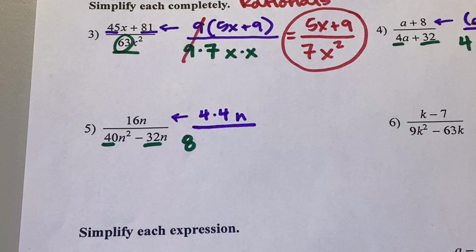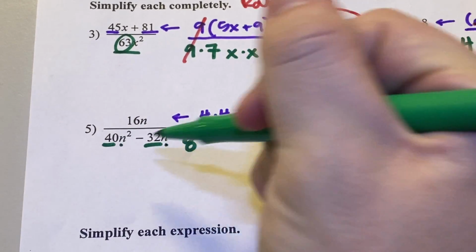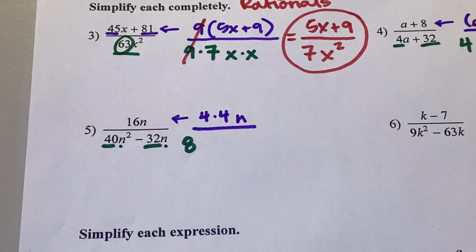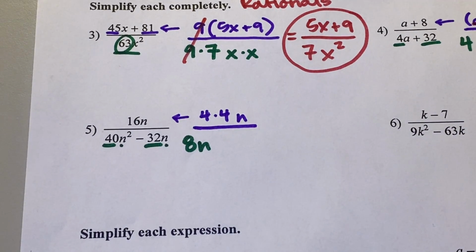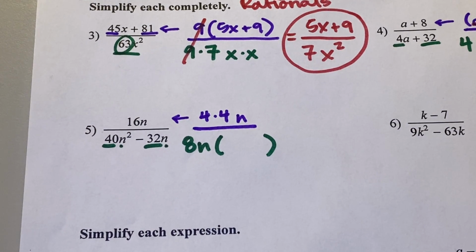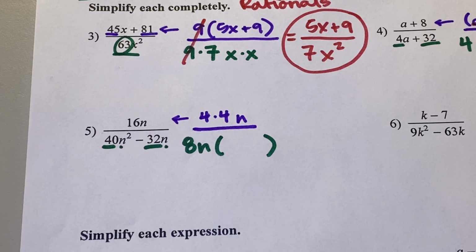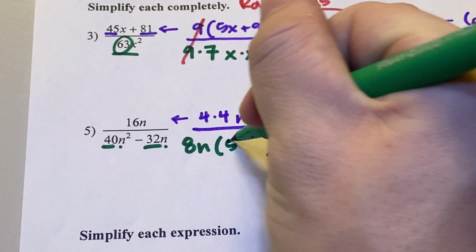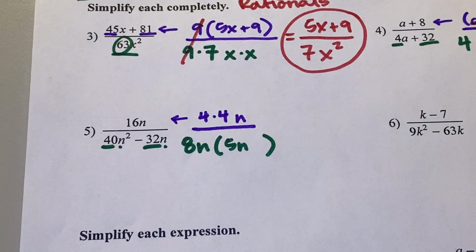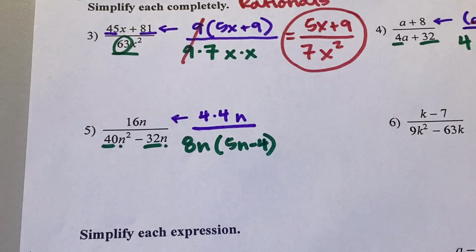Okay. Now, they both have n's. This guy has 2 n's, this guy has 1. How many can I take? 1. I can take the smaller amount. Boom, 1 n. Okay, let's figure out what's left inside my parentheses. 40 divided by 8 is going to give me what? 5. So we get 5 and then 1 n left with that guy. What's negative 32 divided by 8? Negative 4. Booyah.